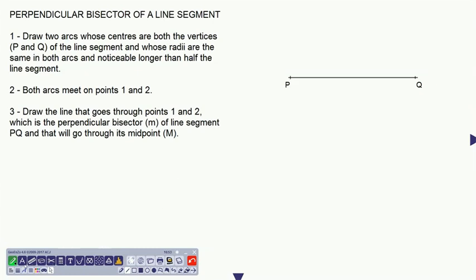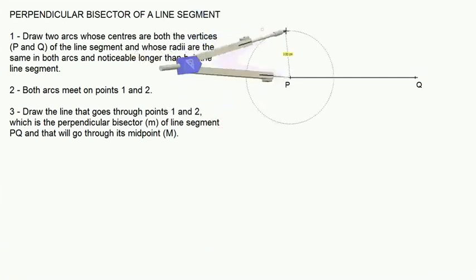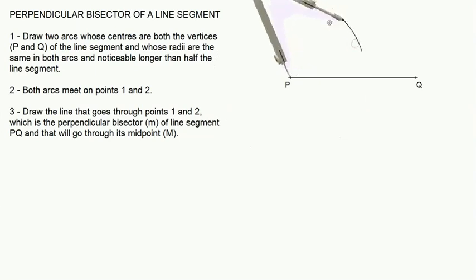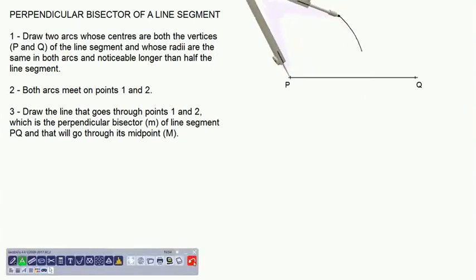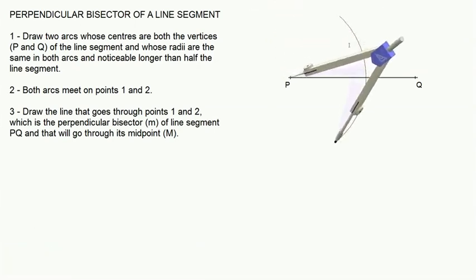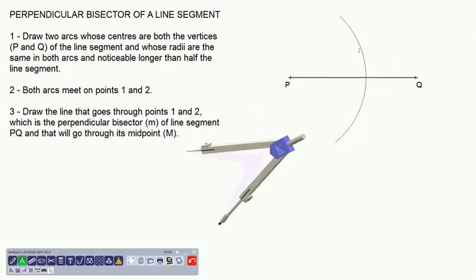If we draw an arc whose center is point P and whose radius is, for example, this one, the one we like most, okay? This one. Every point on this arc is always at the same distance from point P.